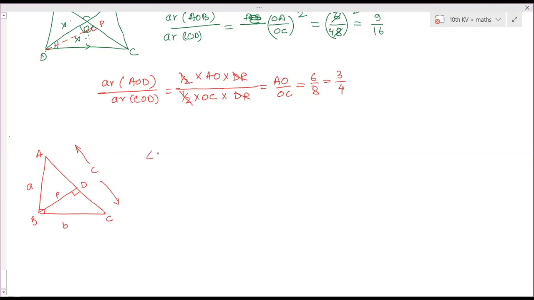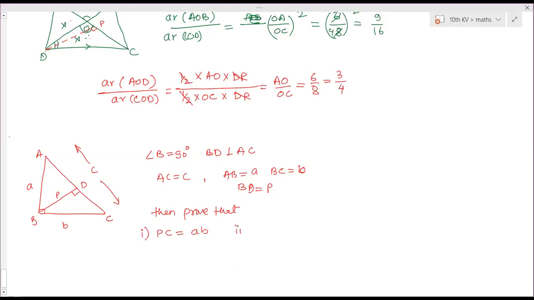This is the figure. Angle B is 90. BD perpendicular to AC. AC is equal to C. AB is equal to A. BC is equal to B. And BD is equal to P. Then prove that, first part, PC is equal to AB. And the second one is 1 by P square is equal to 1 by A square plus 1 by B square. And this is a sure shot one; in one of the exams you will get this question.